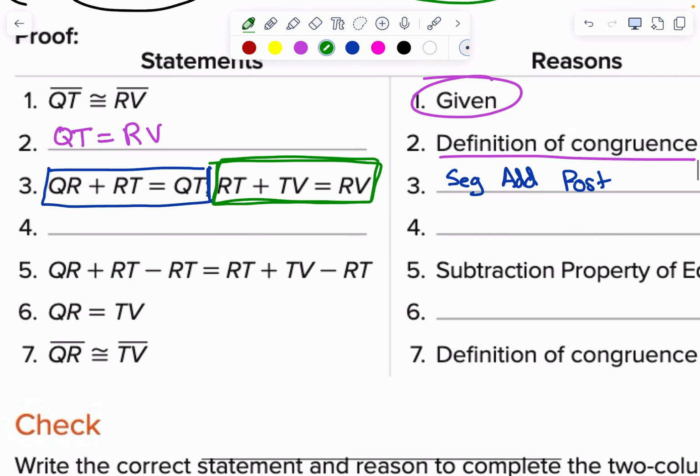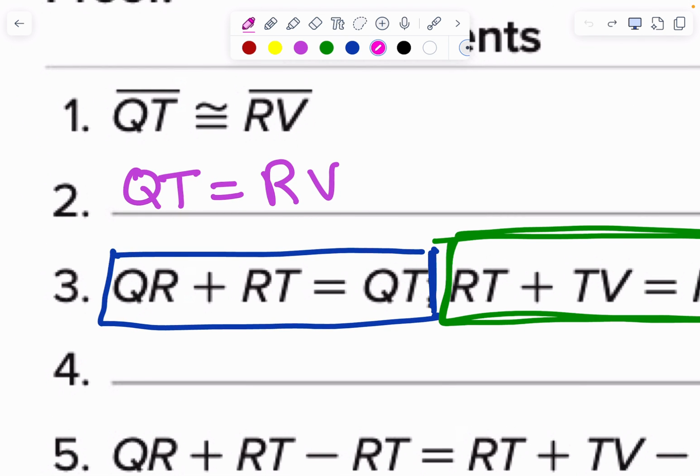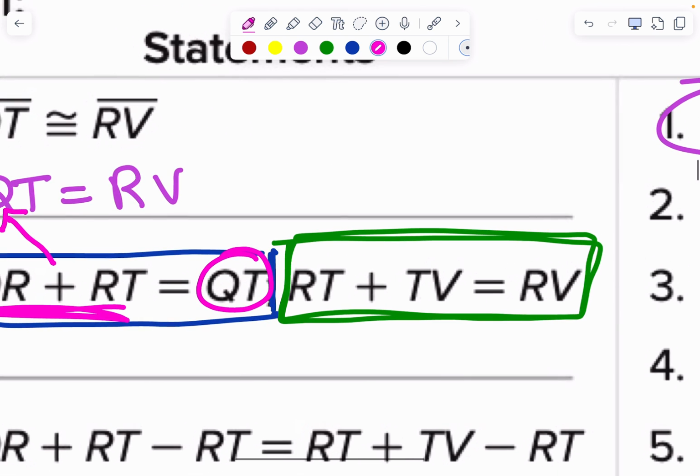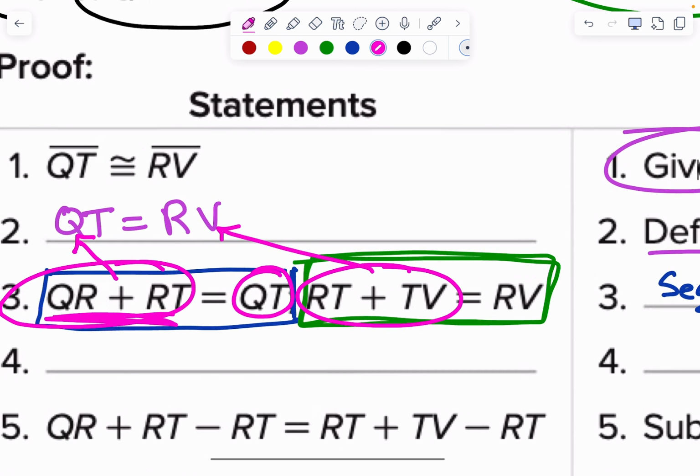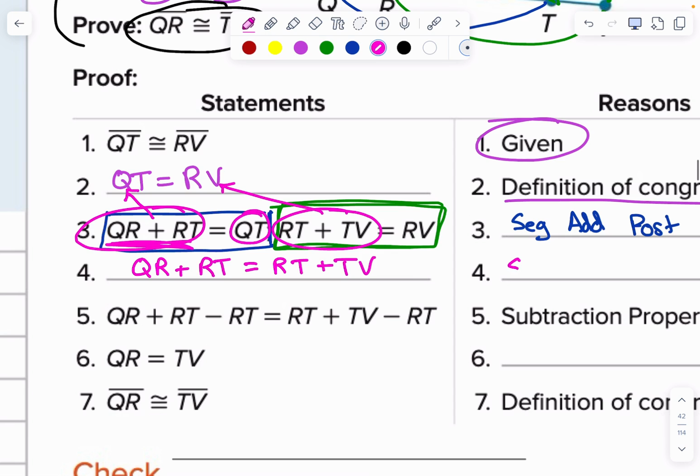Okay. Well, I'm going to look at these two lines in combination with each other, right? You see those two, like number 2 and number 3? I have that QT equals RV, but then they tell me, wait a second, QT is this junk, right? So what if I take that junk and I replace it for QT? And then RV is equal to this junk. So can I take that junk and plug it in for RV? Yes. Okay, so now I have QR plus RT is equal to RT plus TV. Yeah? Because I plugged those two bigger chunks into the other one. What's that called? Yeah, substitution. You got it.